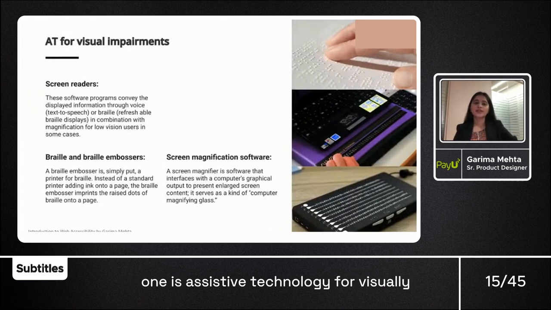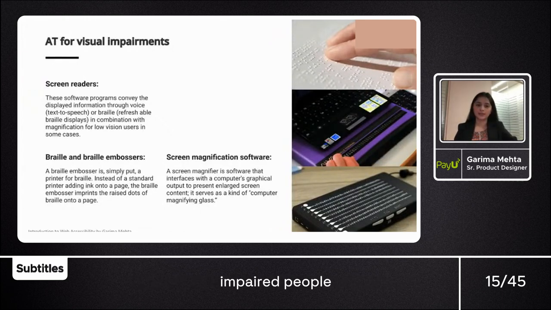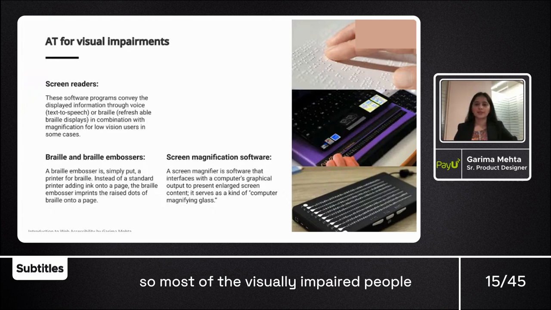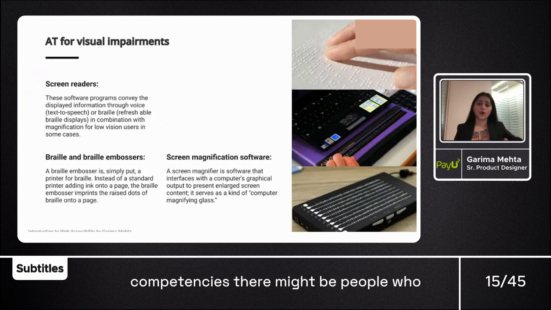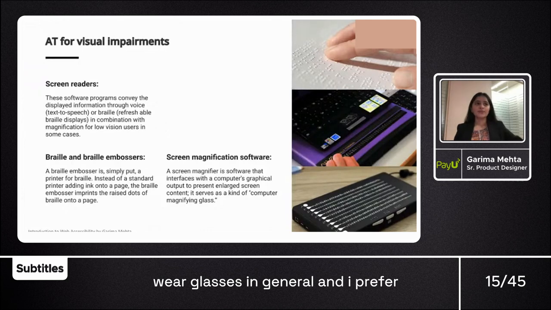One is assistive technology for visually impaired people. When you say visually impaired, a lot of people might think of blind. But there is again a spectrum of different visual competencies. There might be people who only require screen magnification or a zoom feature. Now, I am someone who wears glasses in general, and I prefer my phone in zoom mode. So does my mother.